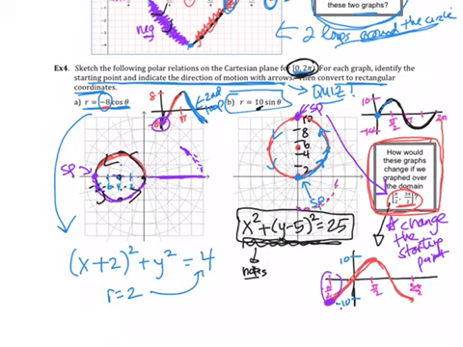Everything else would be the same. The direction that you would rotate would be the same. It would loop twice. All that would be the same. Okay?